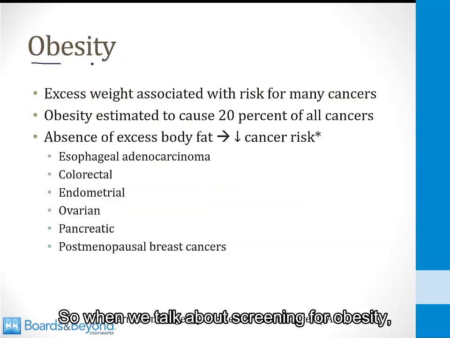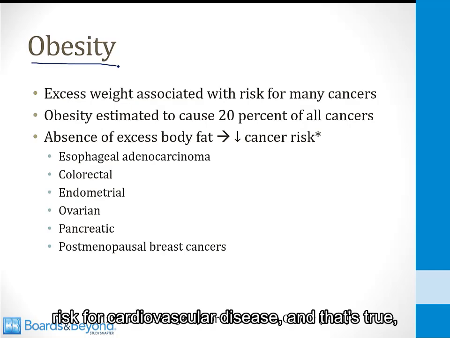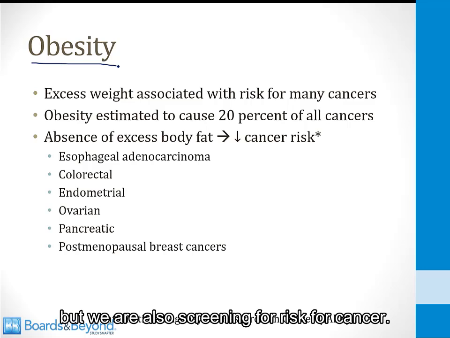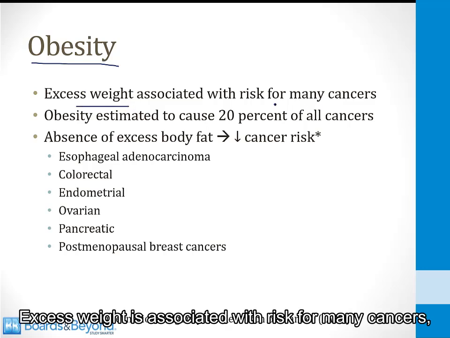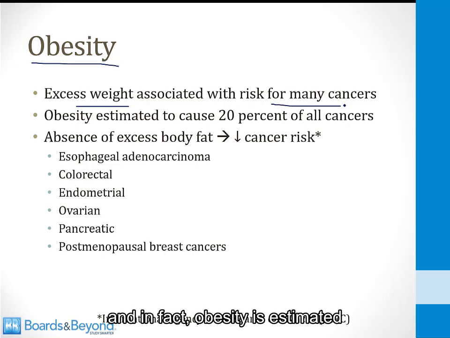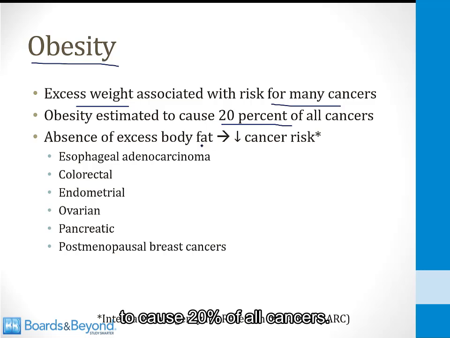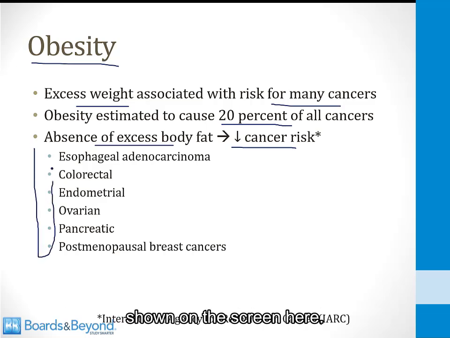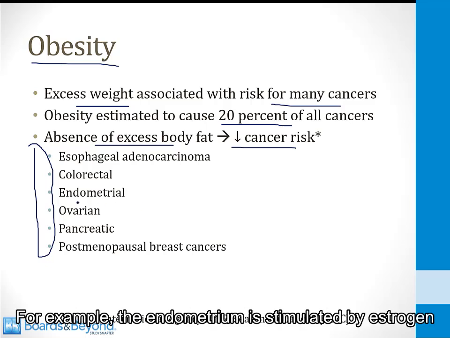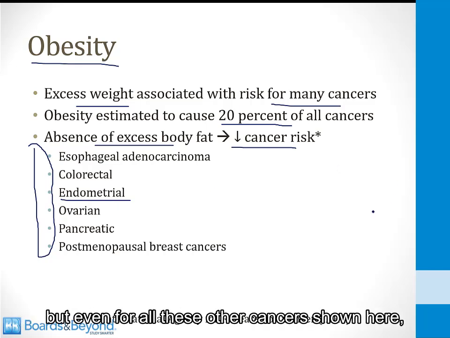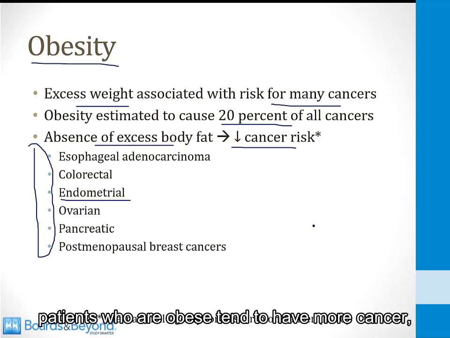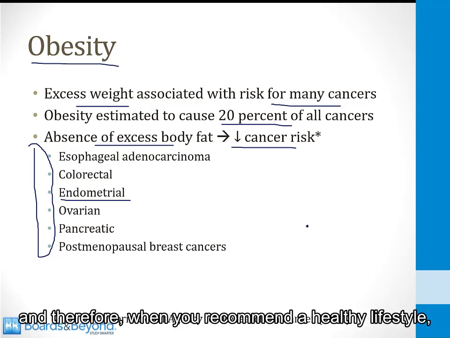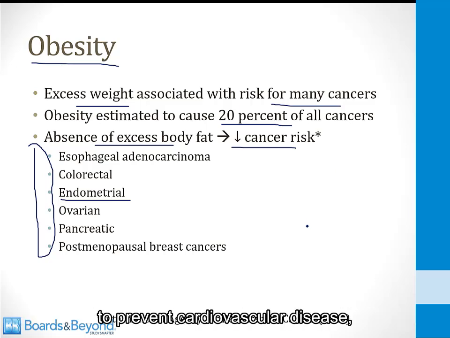So when we talk about screening for obesity, many people think we are screening for risk for cardiovascular disease, and that's true. But we are also screening for risk for cancer. Excess weight is associated with risk for many cancers, and in fact, obesity is estimated to cause 20% of all cancers. If you have an absence of excess body fat, you have a lower cancer risk for all of these cancers shown on the screen here. Some of them, the mechanism is obvious. For example, the endometrium is stimulated by estrogen, and people that are obese tend to have more estrogen. But even for all these other cancers shown here, patients who are obese tend to have more cancer. And therefore, when you recommend a healthy lifestyle, you're not only giving that patient advice to prevent cardiovascular disease, you're also giving them advice to lower the risk of cancer.